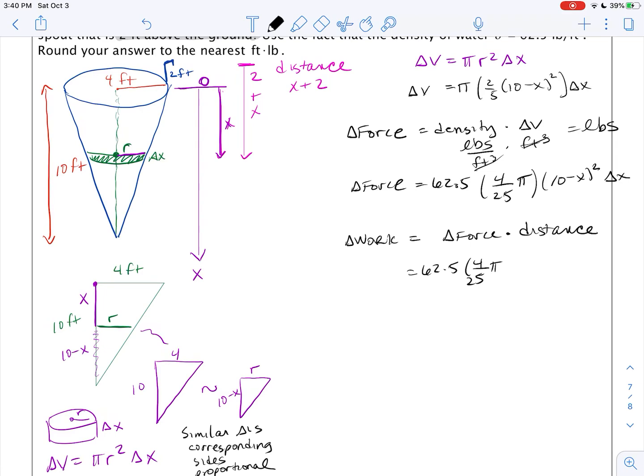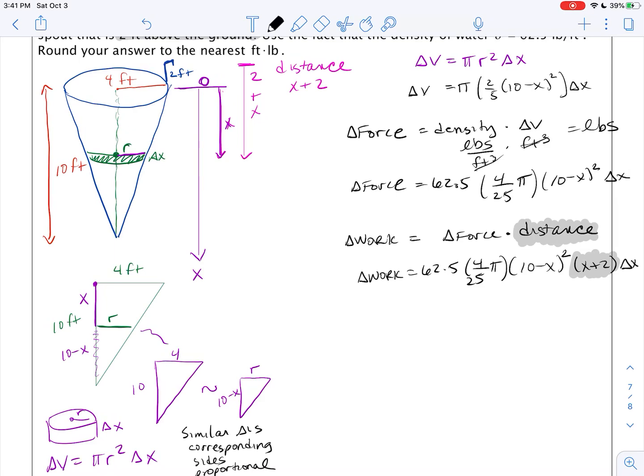And so we're just going to have 62.5 times 4 over 25 pi times 10 minus x squared delta x, but I'm going to put the delta x on the other side. But our distance is going to be x plus 2, right? That's our distance. And so now we've got an expression for our delta work. And now we are ready to put together our work function. We might want to expand our polynomials in order before we integrate, and we'd want to go 10 minus x times 10 minus x times x plus 2. The 10 minus x times 10 minus x is 100 minus 20x plus x squared, and then we'll also want to multiply by x plus 2.